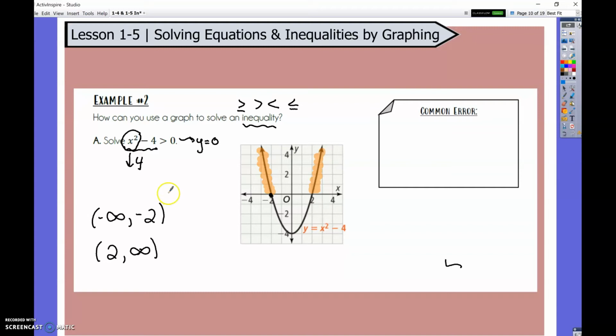Now we use the parentheses because of our alligator, our inequality. There's no equal to down here. So we don't want it to equal 0 or be 0. We want it to be above where the orange is. That's why we say it only goes till just before negative 2, and then, of course, from 2 and on.